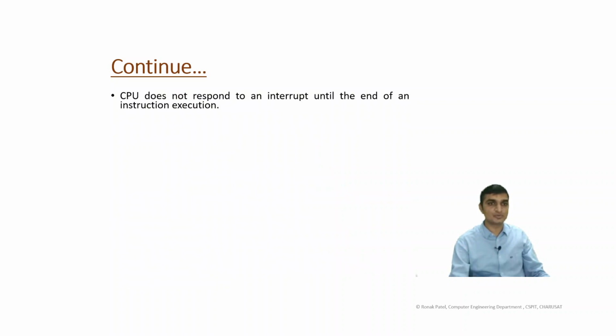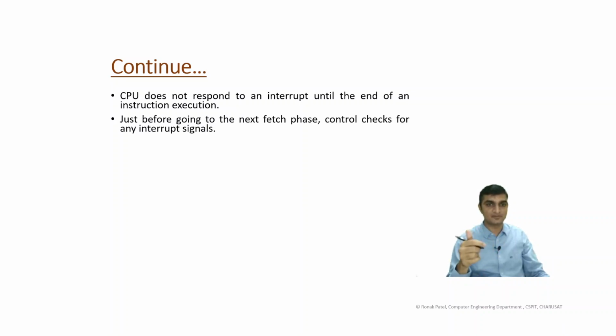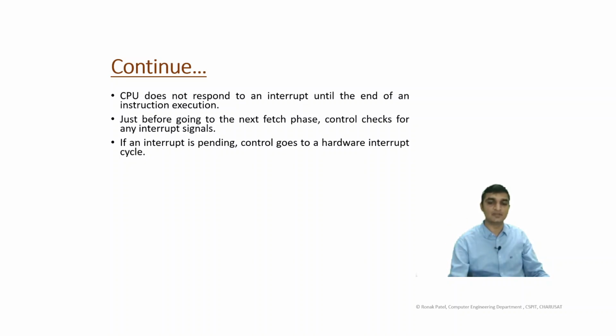So the CPU does not respond to an interrupt until the end of the current instruction's execution. During one instruction, if there is an interrupt, until that instruction completes, the interrupt will not be responded to, right? So at the beginning of the next instruction, your CPU will check whether there is any interrupt to serve. If there is, then it will serve that interrupt. So just before going to the next fetch phase, the control checks for any interrupt signals, as I said. If any interrupt is pending, control goes to the hardware interrupt and that will be served.